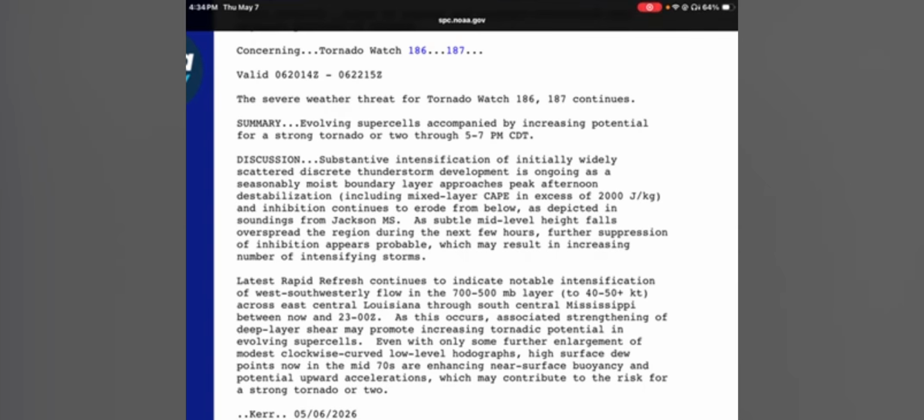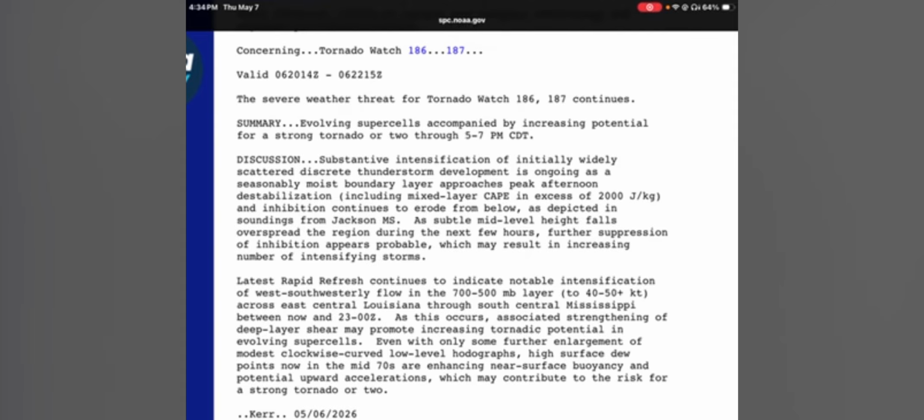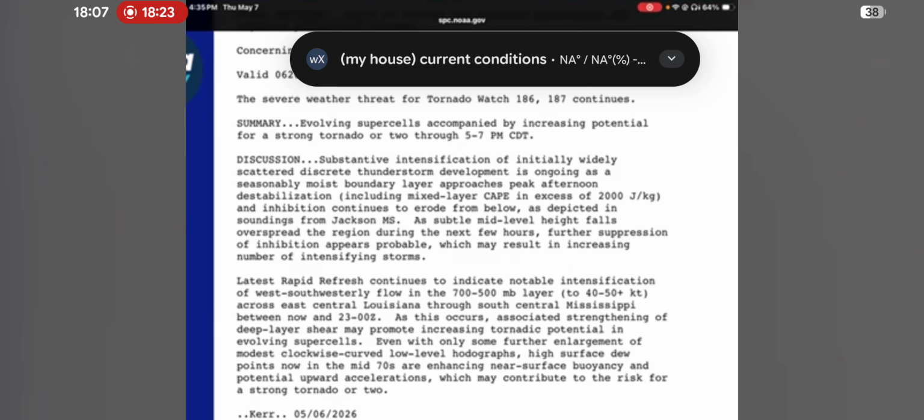Discussion: substantive intensification of initially widely scattered discrete thunderstorm development is ongoing as a seasonably moist boundary layer approaches peak afternoon destabilization, including mixed layer CAPE in excess of 2,000 joules per kilogram, and inhibition continues to erode from below as depicted in soundings from Jackson, Mississippi. As subtle mid-level height falls overspread the region during the next few hours, further suppression of inhibition appears probable, which may result in increasing numbers of intensifying thunderstorms.